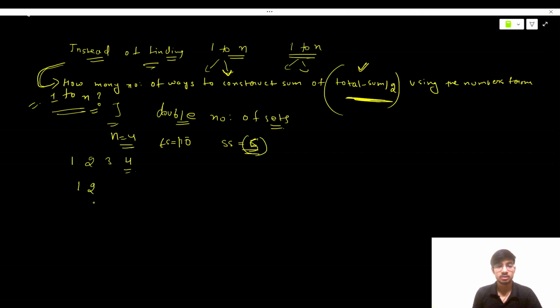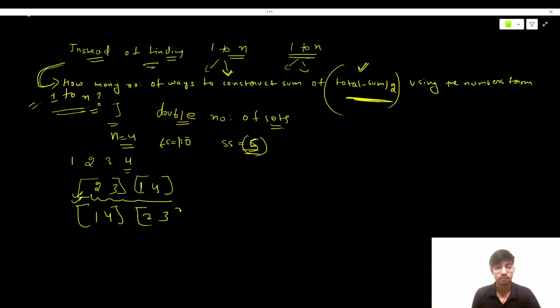There is one possible way that is 1 4, and there is another possible way that is 3 2. So the other set will be 1 4 and 2 3. Another set would be 1 4 and 2 3. This is one of the pairs of sets.